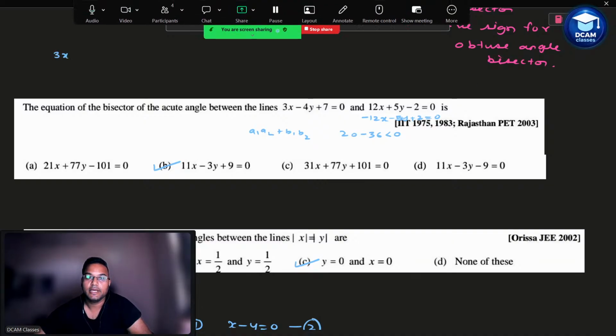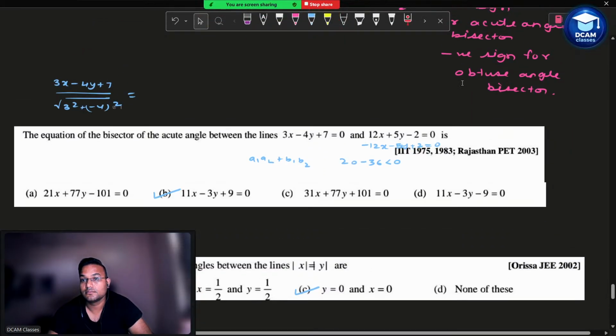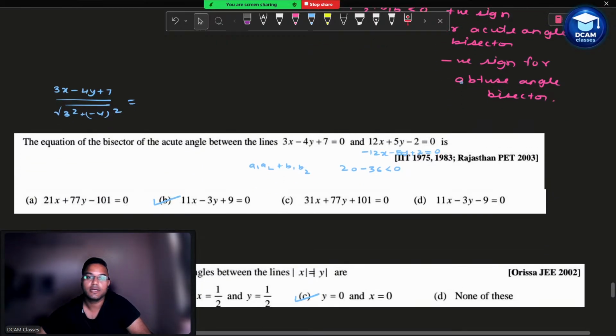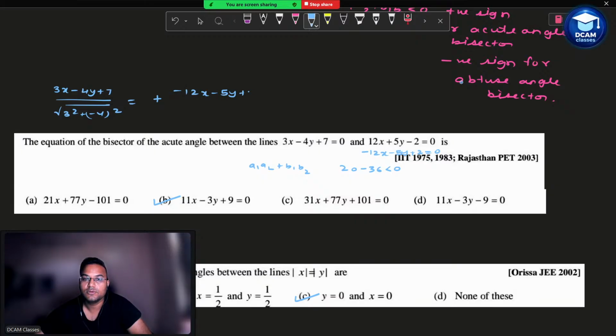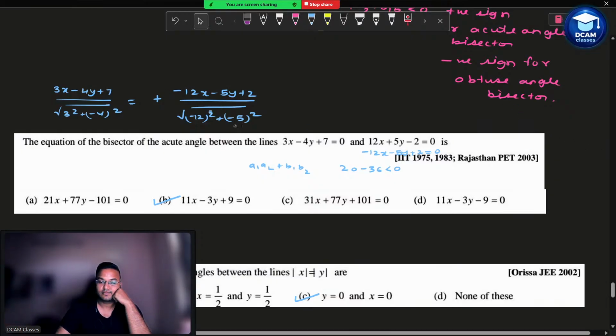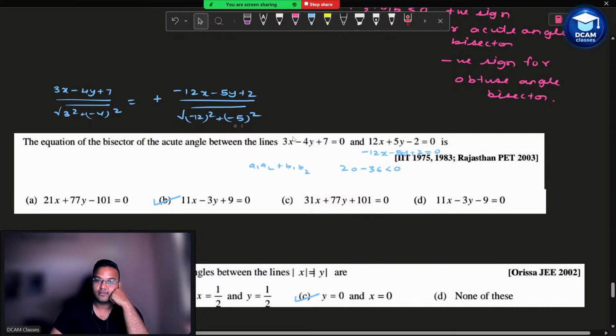So (3x minus 4y plus 7) divided by root over 3 square plus minus 4 square is equal to 25. So like 5, 7. He wants the acute angle bisector, no? So 5, positive sign: (minus 12x minus 5y plus 2) divided by root over minus 12 square plus minus 5 square. This will give you the equation. Understood? Okay, sir. So we will get the equation through it.